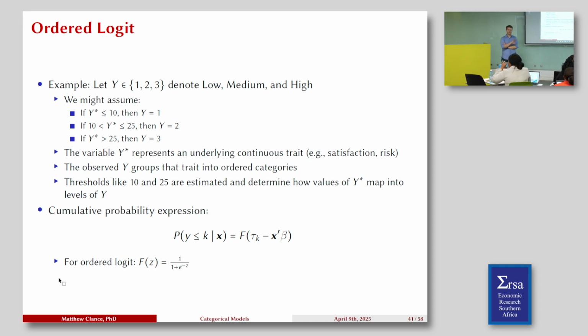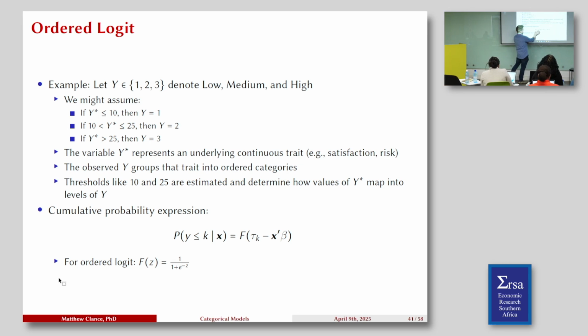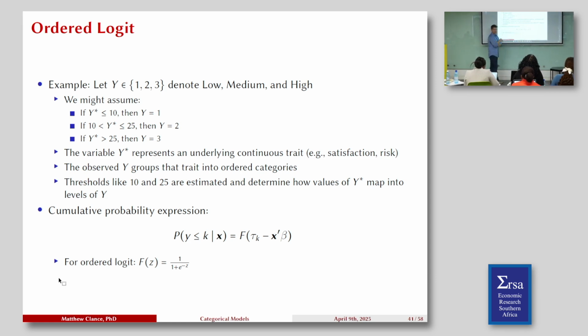Like I said, I'm being very vague on this. It's more about just knowing how the model's working, but trying to stay away a little bit from the math. So we can set up a cumulative probability expression that looks at the probability of y being less than or equal to k, in this case one of our choices, given x, is equal to some function of the cut point minus x beta.